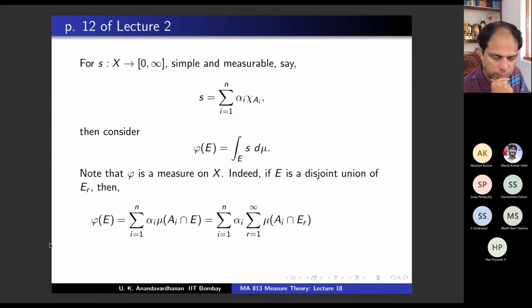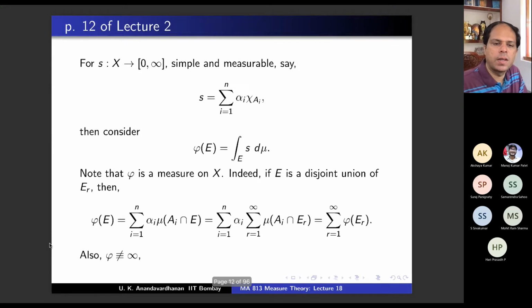that's all, no? So mu of A_i, and you're using the fact that mu is additive, right? Mu is additive, so you get this. And this is the same as phi of E_r, because you have changed the order of summation. And changing the order of summation, you got this. So the measure is clear. And phi is not identically infinity, as was observed.